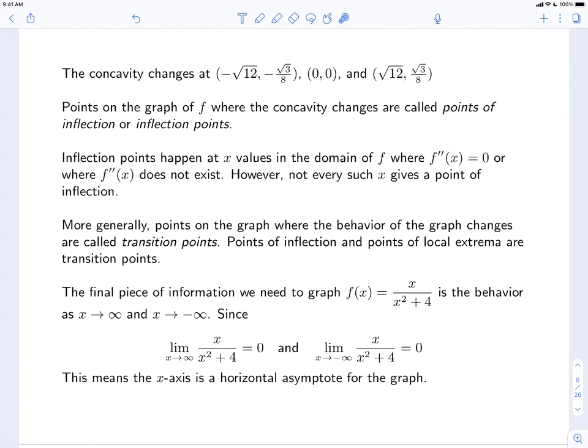So the basic idea is that as x is going to infinity, this plus 4 barely even affects anything. So really what you're looking at is x divided by x squared, which is like 1 over x. So when x is really large, your value looks like 1 over x, which is getting close to 0.